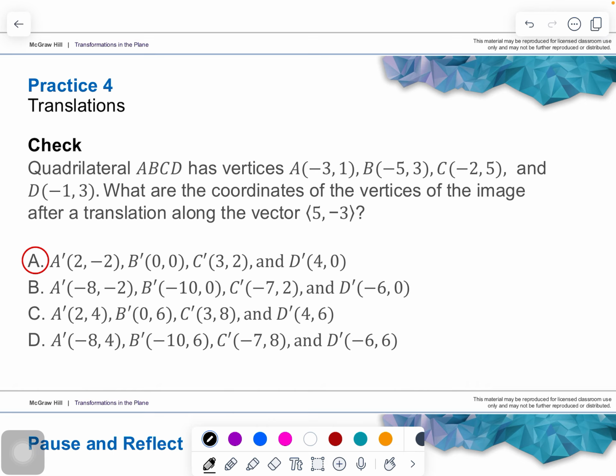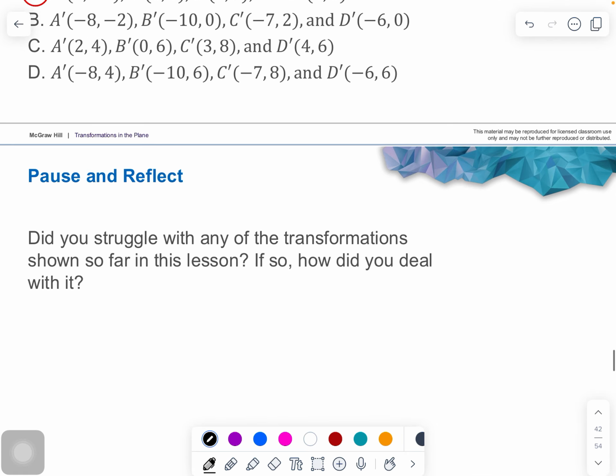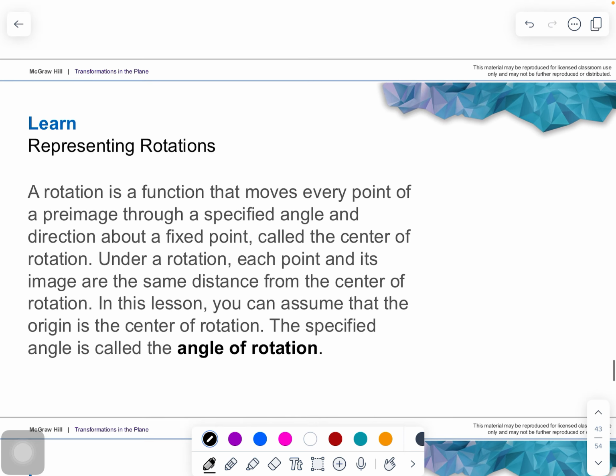All right. Now we're going to move on to rotations. Okay. A rotation is a function that moves every point of a preimage through a specified angle and direction about a fixed point. And they call that point the center of rotation. So if you want to go ahead and underline something, center of rotation is a good one too.